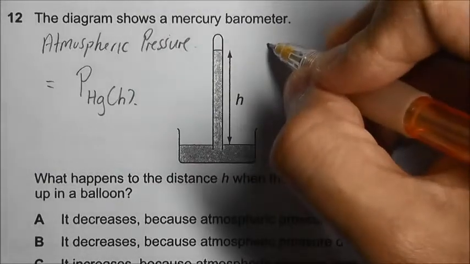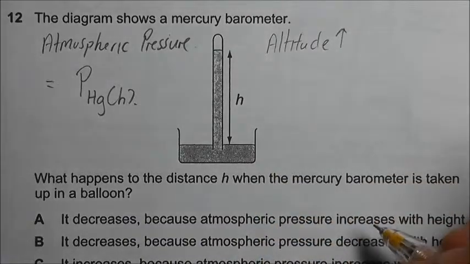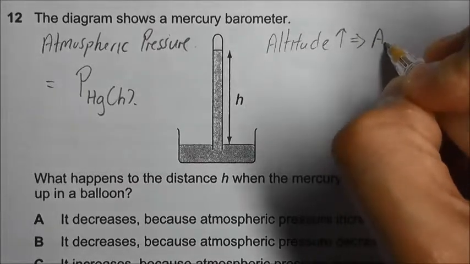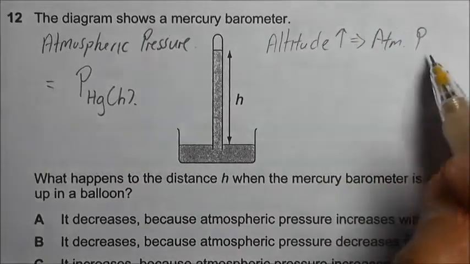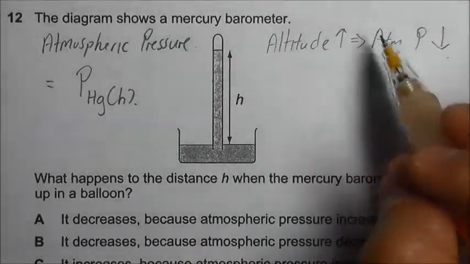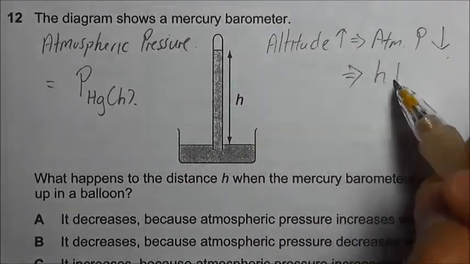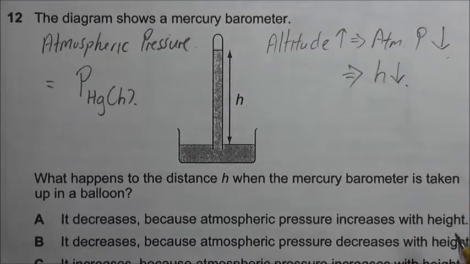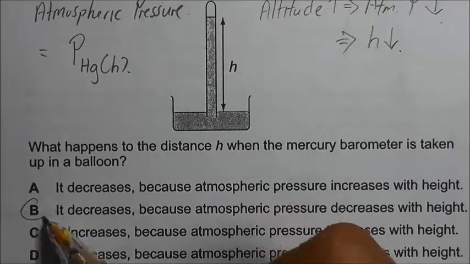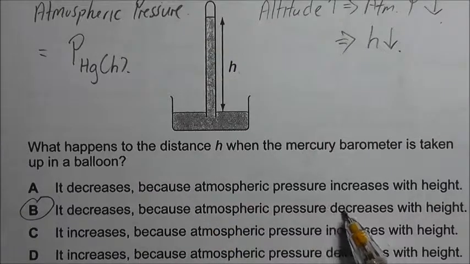As the altitude increases, the layer of air becomes thinner, so the atmospheric pressure will decrease. So when the atmospheric pressure decreases, this will cause the height of this mercury column to decrease as well. So the answer should be B. The distance h decreases because the atmospheric pressure decreases with height.